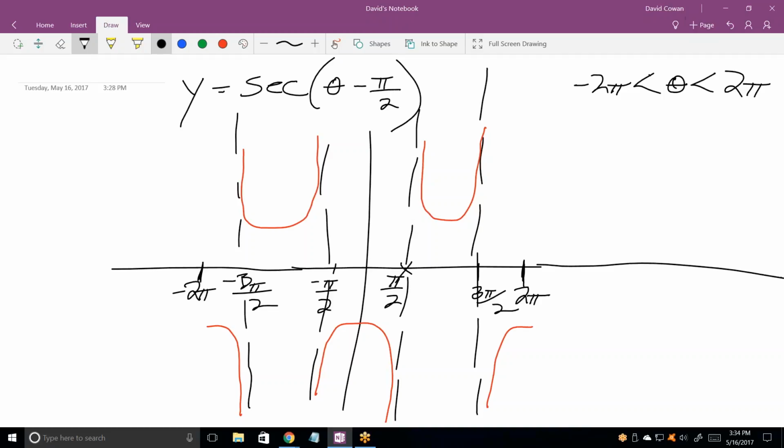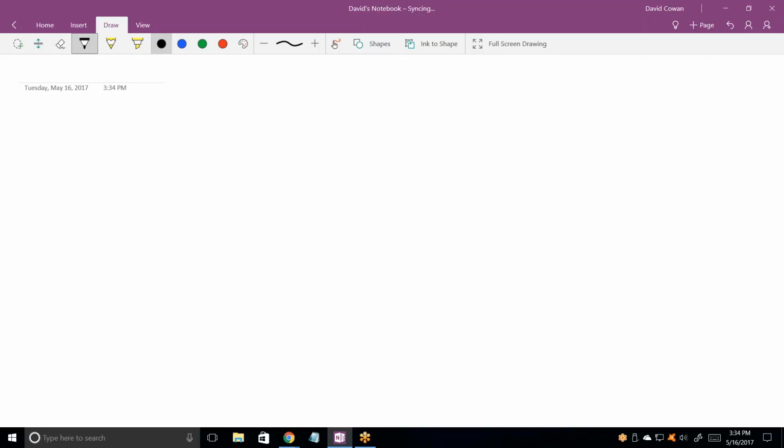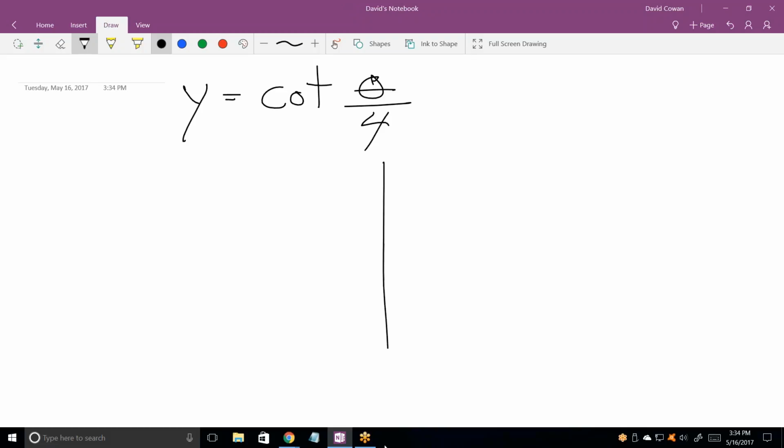Okay. All right. Cool. What else? The last one is y equals cotangent of theta over 4. I like these where they're only giving you one adjustment. The ones where they give you all 6 adjustments in one function at once, well, you can do them. It's just that they don't teach you as much. You learn more by doing 1 or 2 at a time.